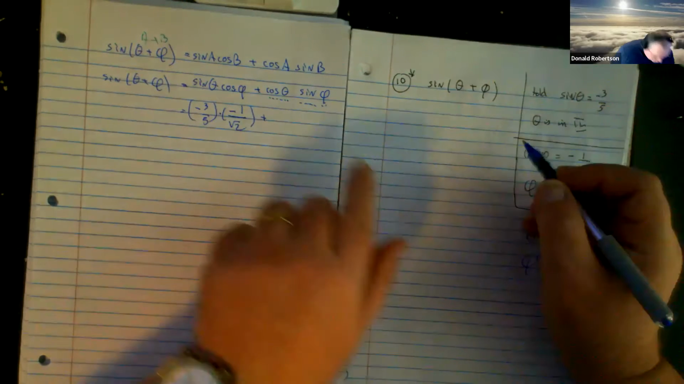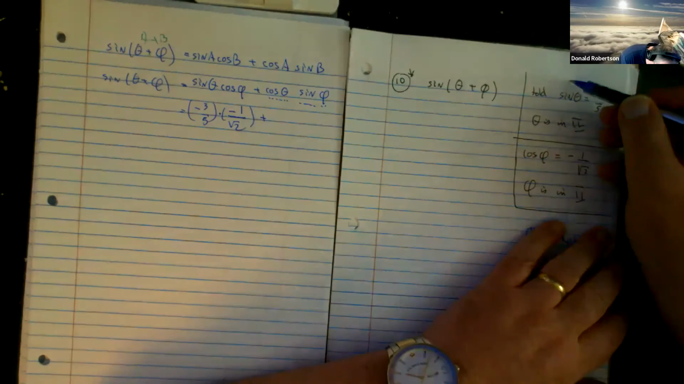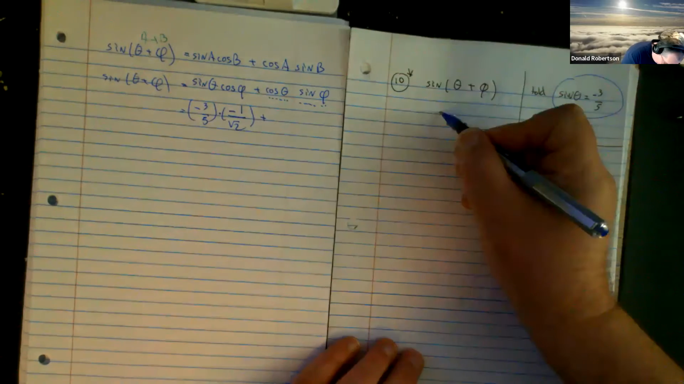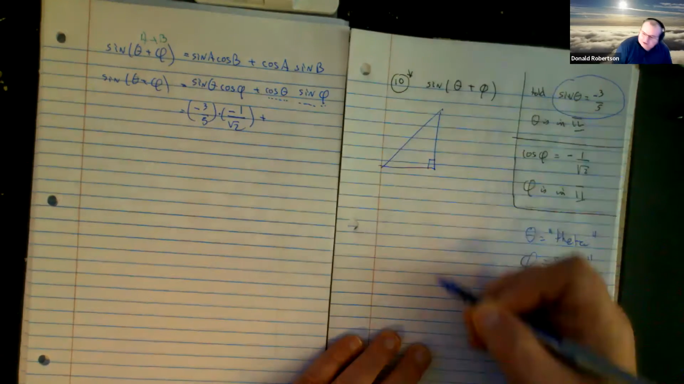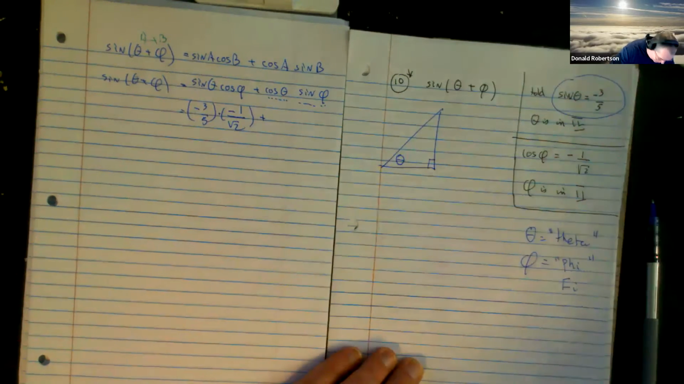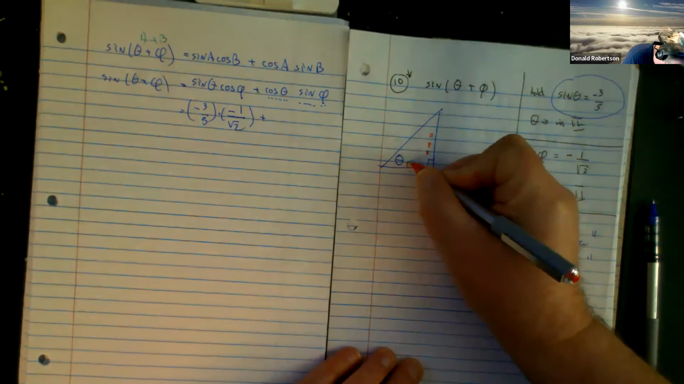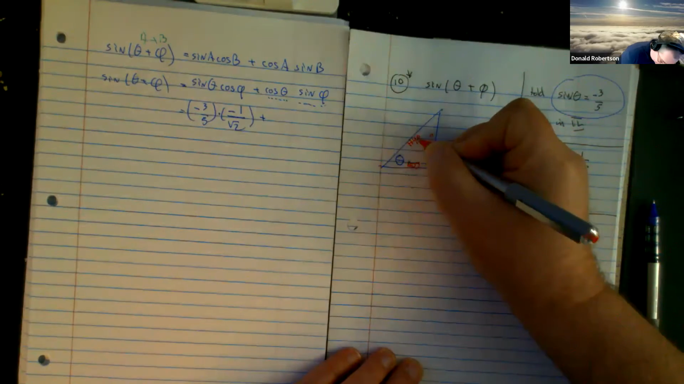So let's focus on finding out what cosine theta is. And I'm going to use this piece here to do that. You're going to build a right angle triangle. Remember doing those? I'm going to put theta here. I'm going to call this side the opposite, this one the adjacent, and this one the hypotenuse.